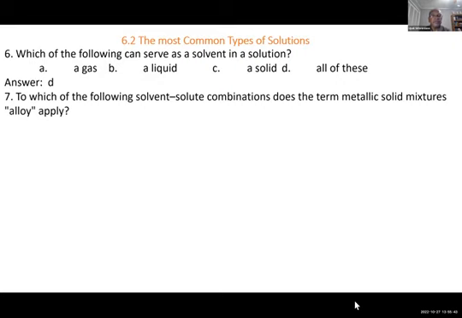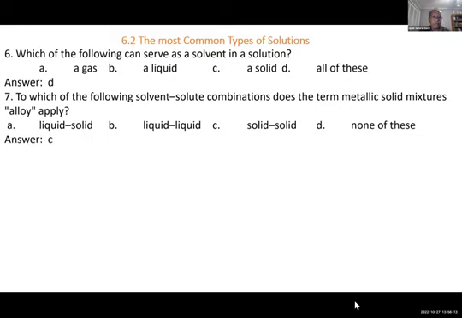Which of the following solvent-solute combinations applies to alloys or metallic solid mixtures? Alloys are metals dissolved in metals in the solid state. Therefore, they are solid-solid. You look for solid-solid. Metallic means two metallic solids in a homogeneous mixture. Therefore, C is the answer.